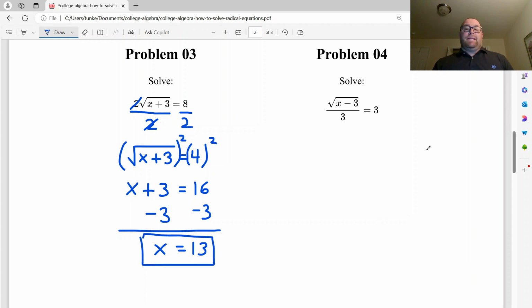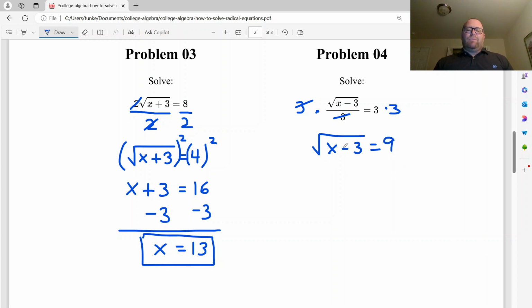Sweet. Next one. This is a little different. We have the square root of x minus 3, all of that divided by 3 equals 3. So first off, we have to undo the division of 3. So we're going to have to multiply both sides by 3. We're going to do the inverse of division, which is multiplication. So on this side, these 3's cancel out. We're left with the square root of x minus 3 which equals 3 times 3, which is 9.